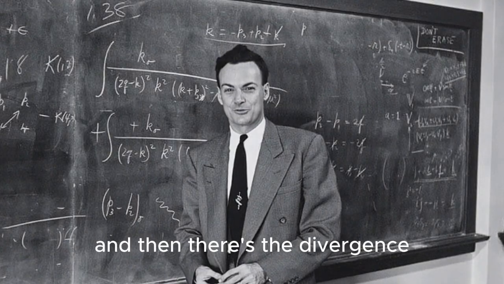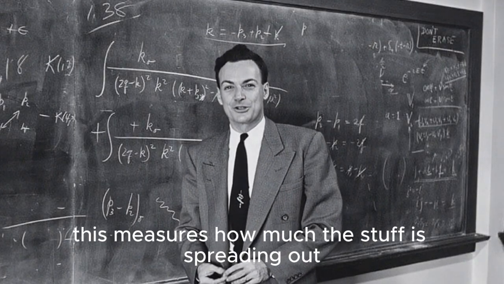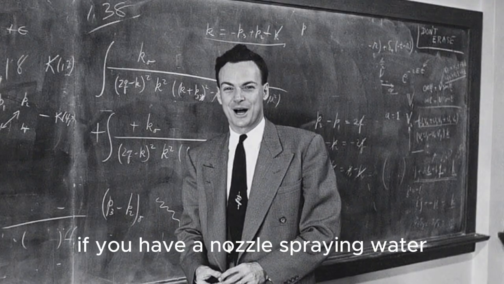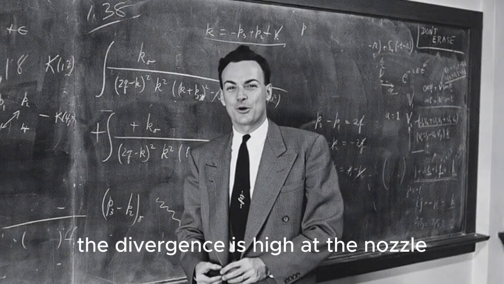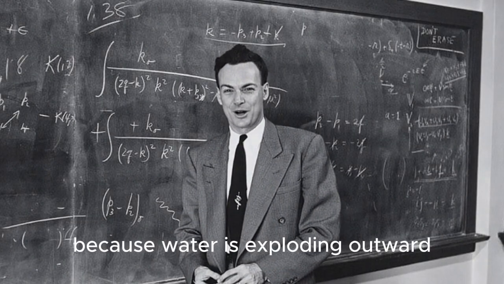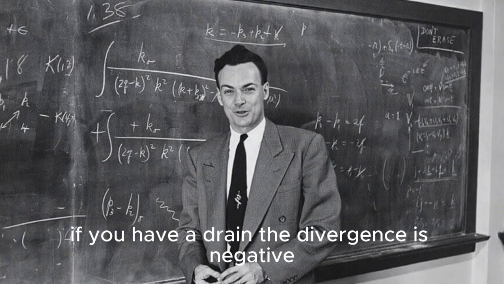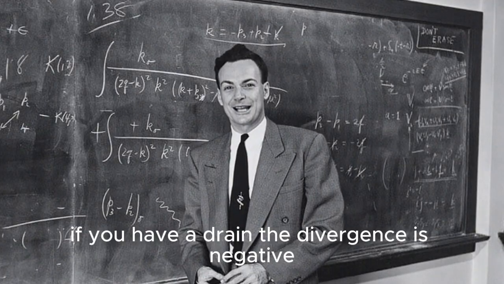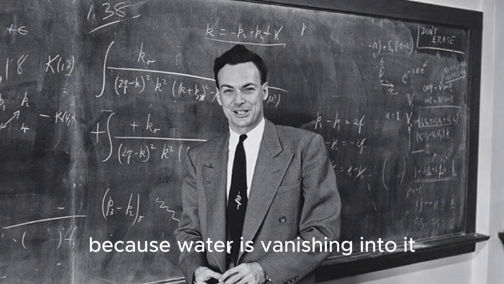And then there's the divergence. This measures how much the stuff is spreading out. If you have a nozzle spraying water, the divergence is high at the nozzle because water is exploding outward. If you have a drain, the divergence is negative because water is vanishing into it.